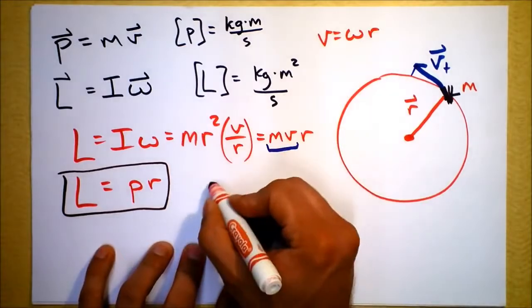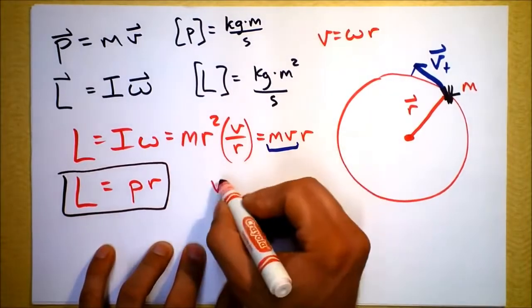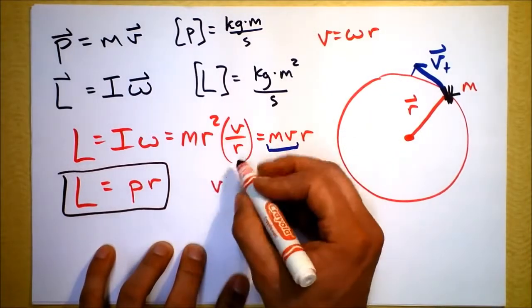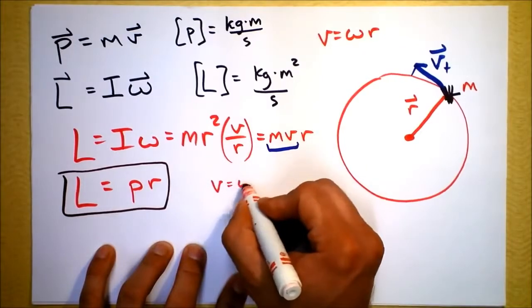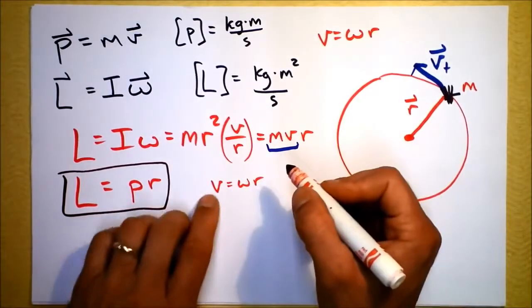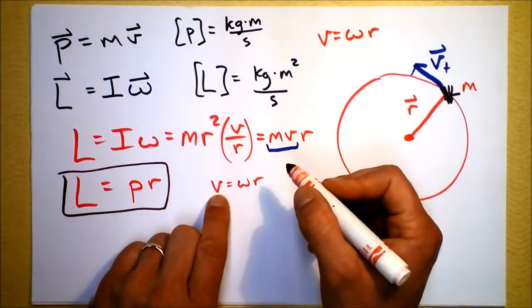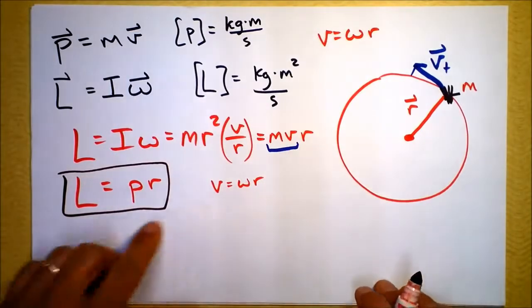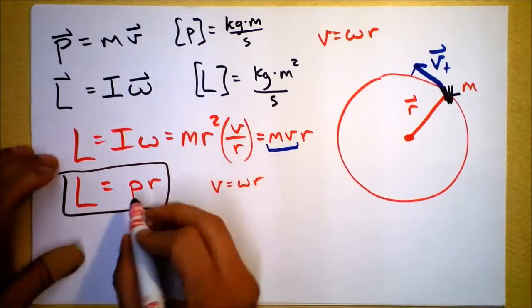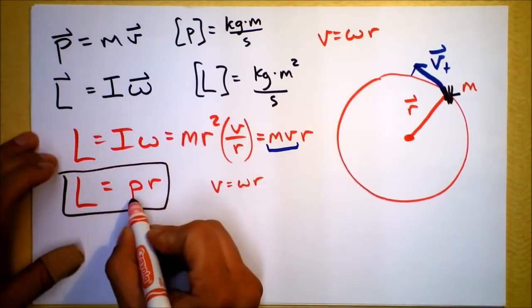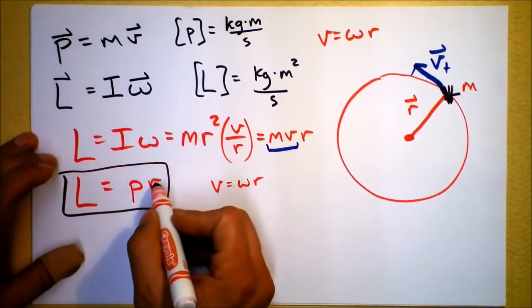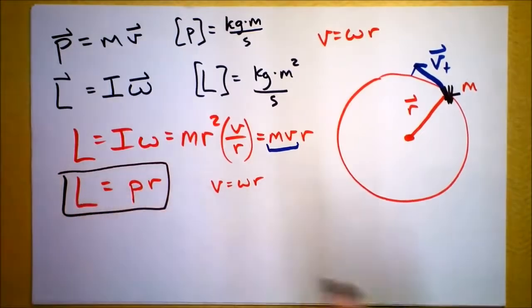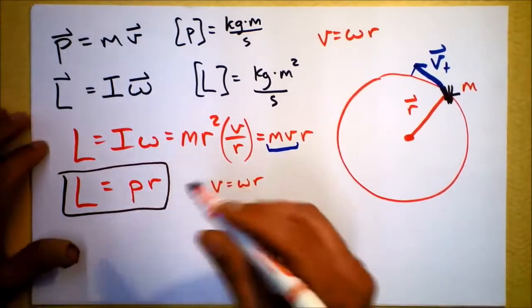Let me remind you of a few of those. We get, let's see, v is omega times r. What we're doing here is a little bit different. We're taking the regular momentum and multiplying it by r to get the angular momentum. Okay, that is what it is because we've just derived it right there.